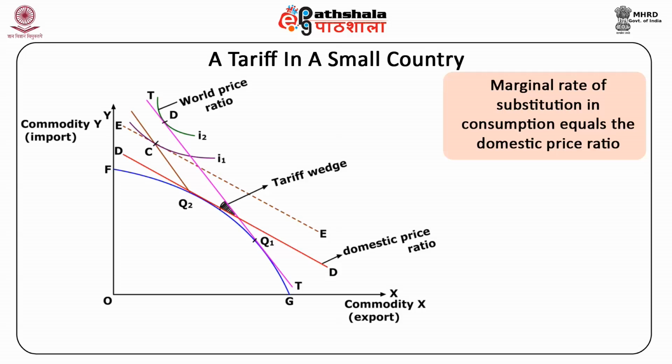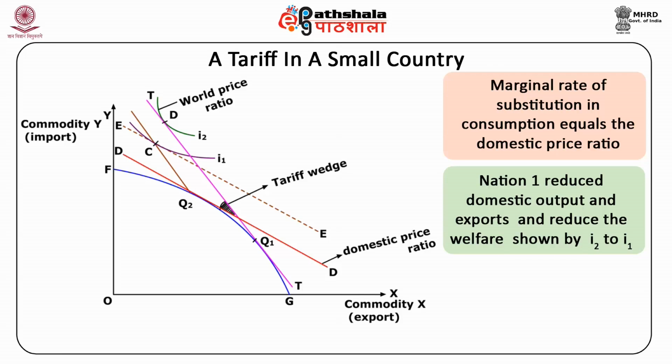So, in the figure, Nation 1 continues to export X and import Y, but in smaller quantities as compared to the situation before the tariff. The tariff has stimulated the domestic production of commodity Y and hence reduces its dependence on commodity Y imports. Nation 1 has also reduced domestic output and exports of commodity X and reduced its welfare, as shown by the movement to the lower indifference curve from I2 to I1.